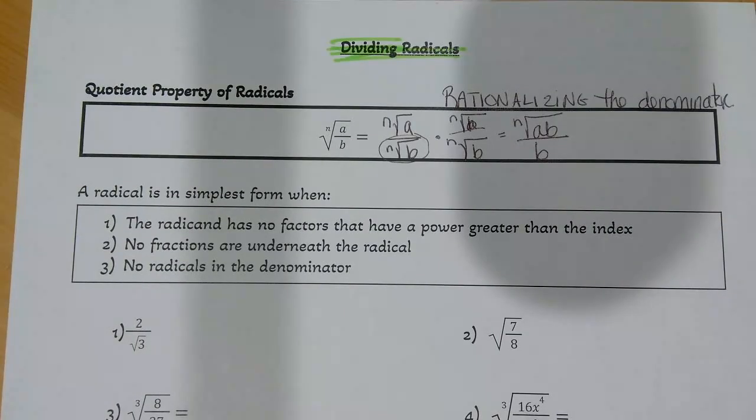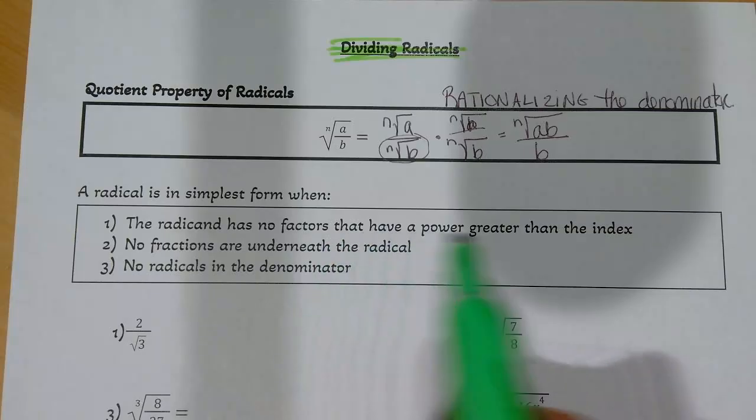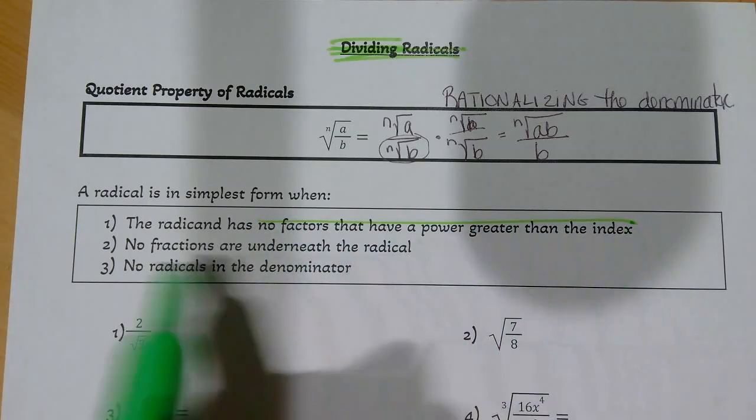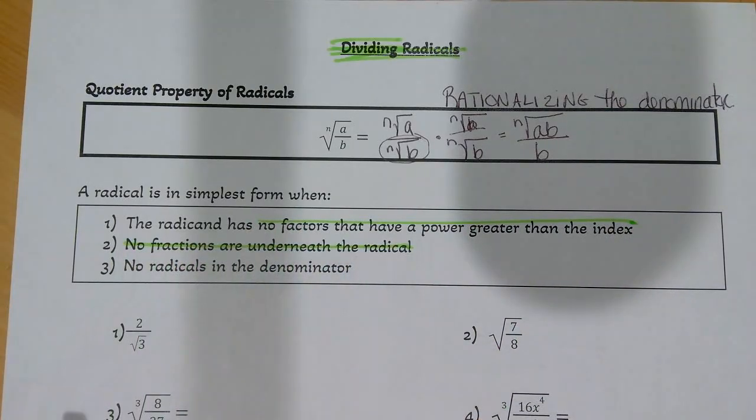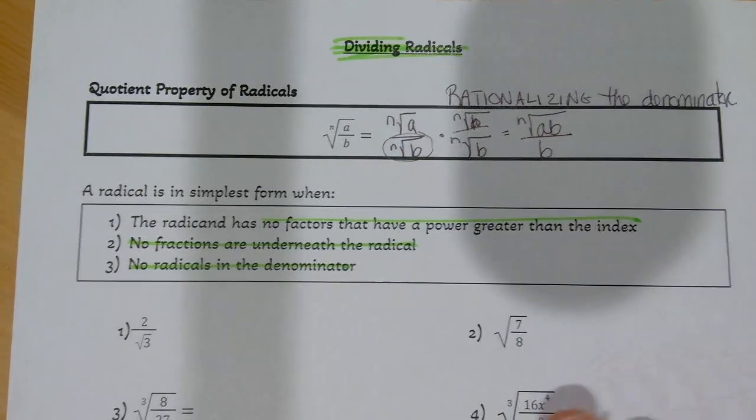So a radical is in simplest form when the radicand has no factors that have a greater power than the index, there are no fractions underneath the radical, and no radicals in the denominator. So lots of different types of examples you'll see here today, and then we'll get to the bigger ones near the end.